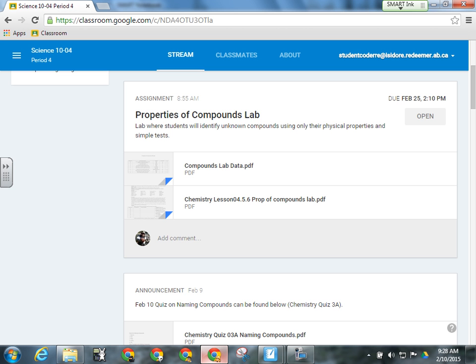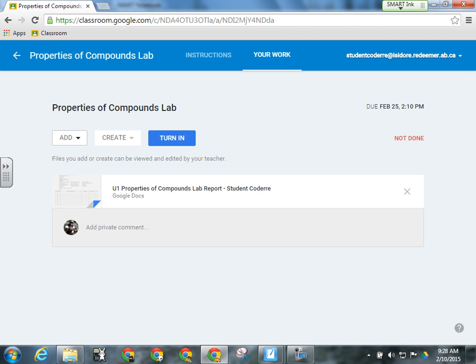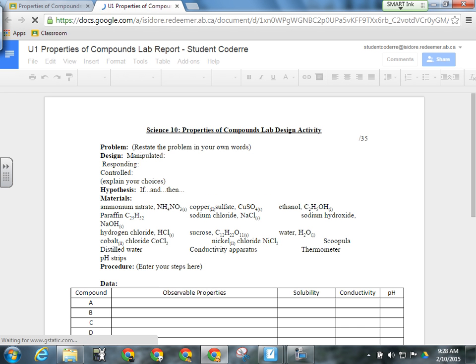And then this is the handout that you already have, the compound chemistry lesson 456 properties of compounds lab. That's the sheet you just got. So if you lose that sheet, this is where you go for a replacement. So for you guys, you'll simply click on here. It'll say the same thing it did when we did the Google Classroom practice assignment. It'll give you this page here, and you'll simply click on the one with your name on it. It'll open up in Google Docs and type away.